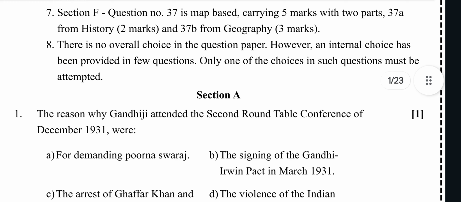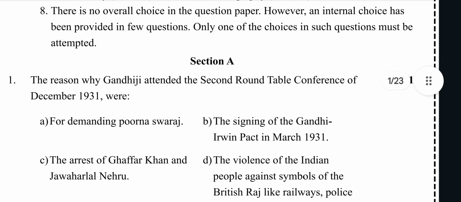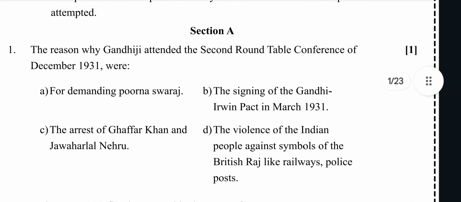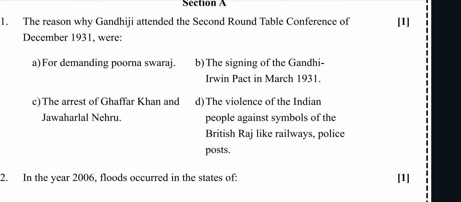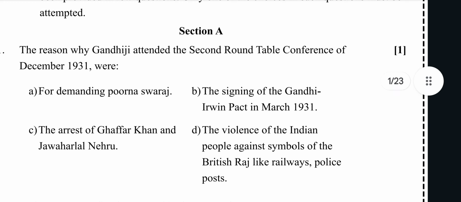Now let's come to the question paper. You can see section A. Now I am going to tell you how to select the answers. See here, there are 4 options given. See the question: the reason why Gandhiji attended the second roundtable conference of December 1931. In that, 4 options are given. So how to select the answer? You have the knowledge of this second roundtable conference, no?